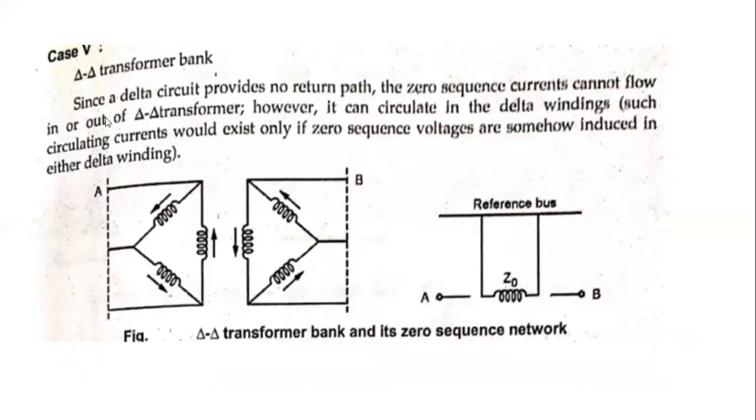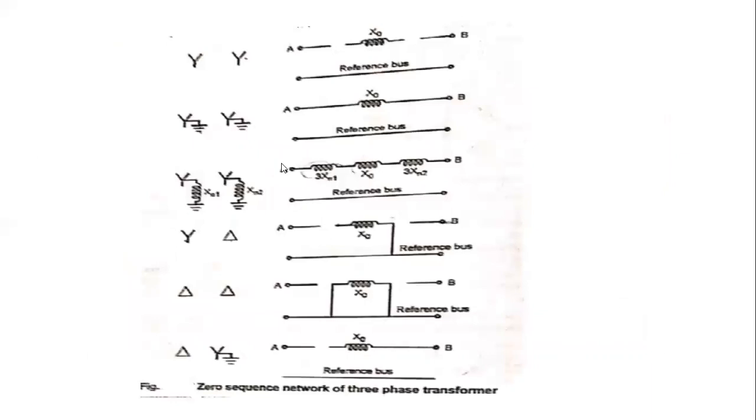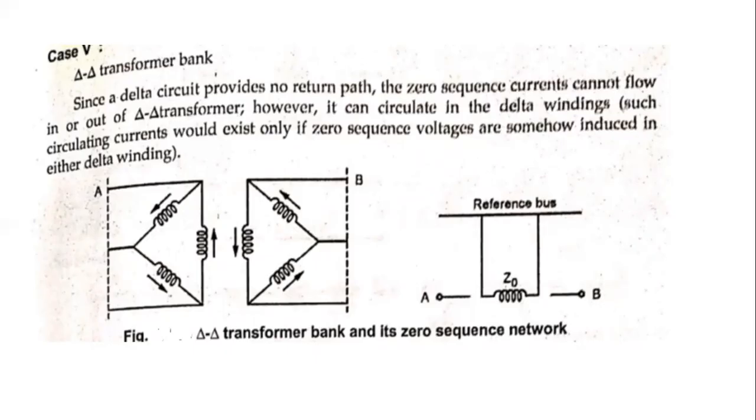Next, coming to the fifth case, that is a delta-delta transformer bank. Since a delta circuit provides no return path, the zero sequence current cannot flow in or out of the delta-delta transformer.